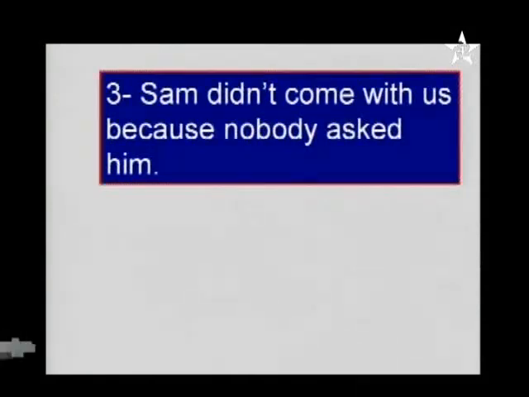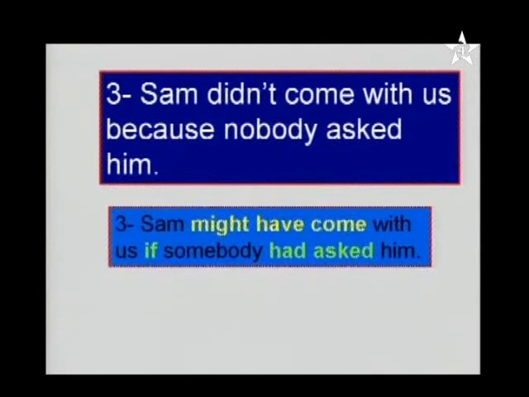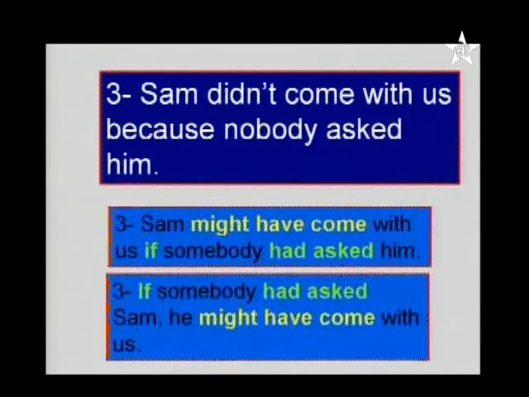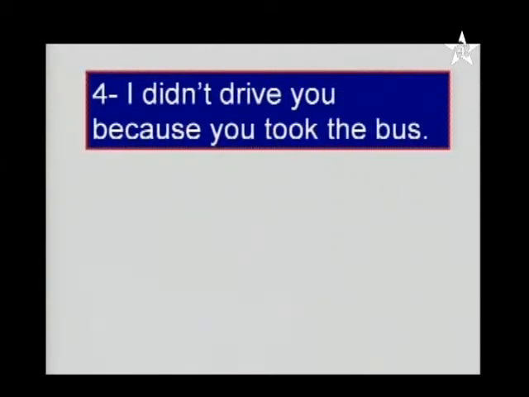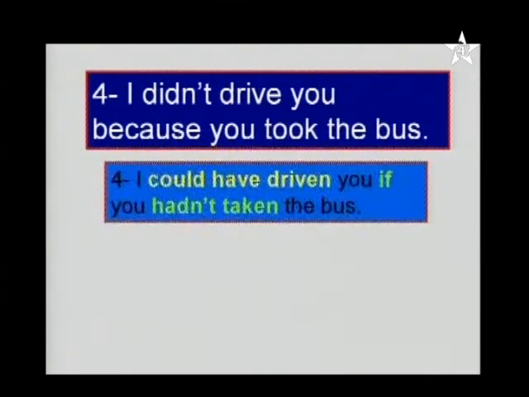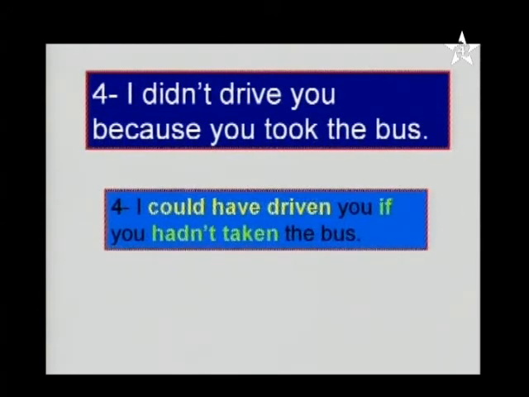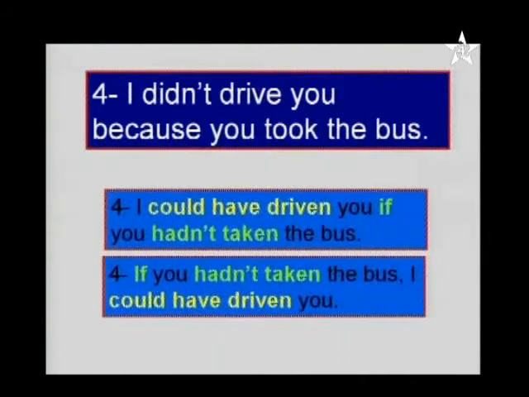Third example, Sam didn't come because nobody asked him. The right answer, Sam might have come with us if somebody had asked him. Or maybe if somebody had asked Sam, he might have come with us. Fourth sentence, I didn't drive you because you took the bus. The right answer, I could have driven you if you hadn't taken the bus. Or we can say, if you hadn't taken the bus, I could have driven you.